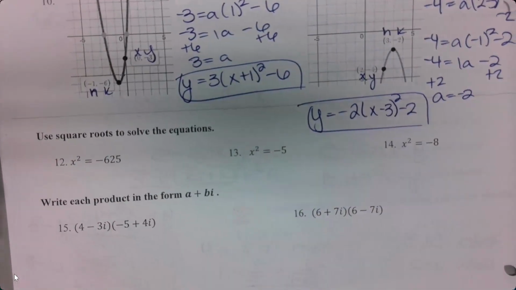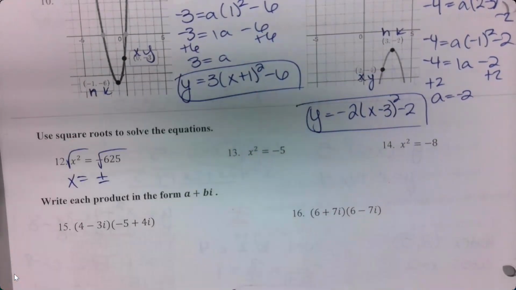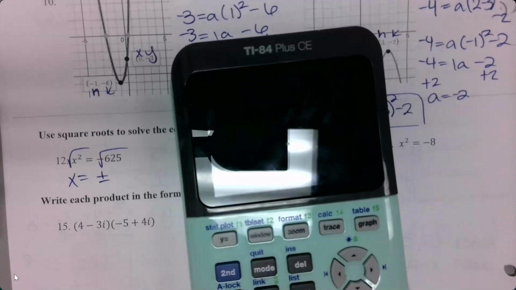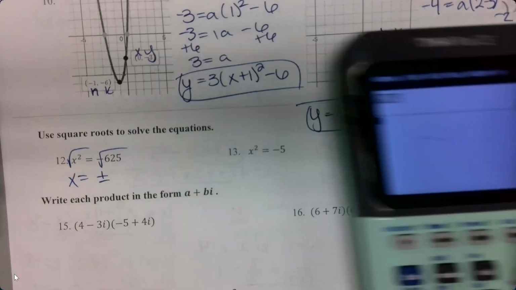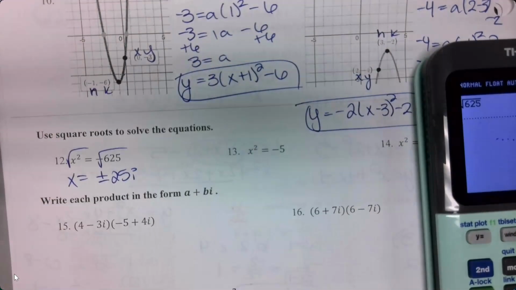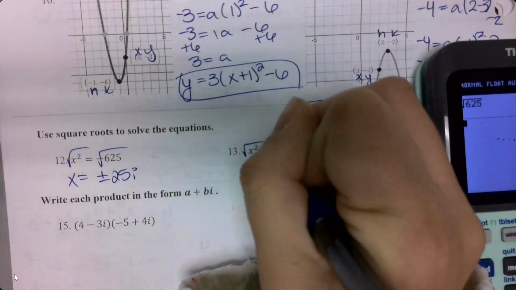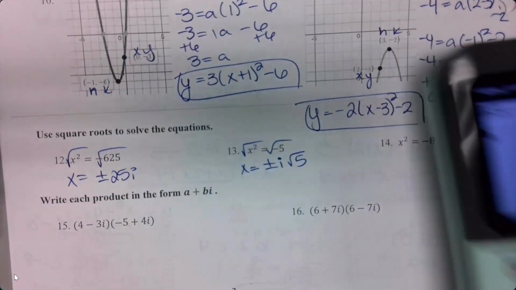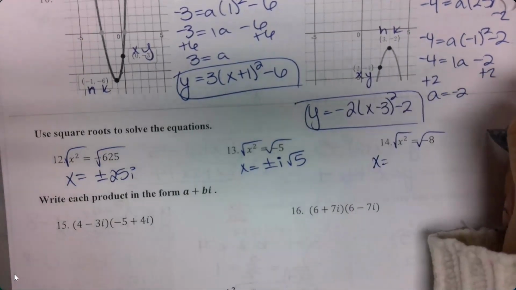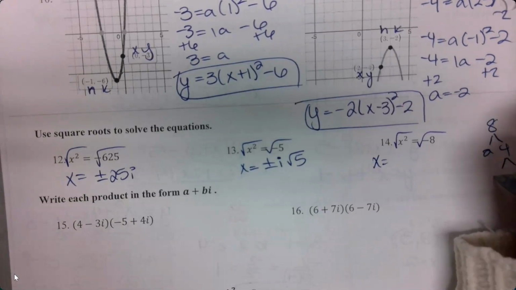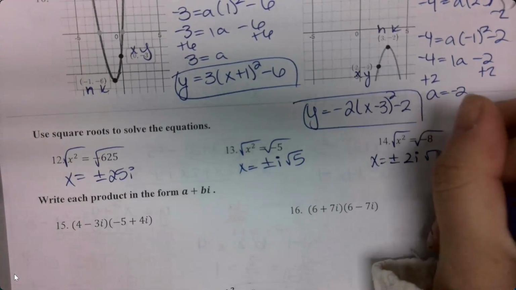Number 12 wants me to use square roots to solve the equation. So I'm going to do this. It has a negative in this one, and because I'm taking the square root, I'm going to get two answers, plus and minus. So on my calculator, I'm going to do square root of 625, which is 25, and then it gets an i because it was negative. Over here, same thing, I'm going to get x equals plus or minus i square root of 5, because I can't actually solve that one. Over here, I get x equals, on 8, I can factor tree it into 2 and 4, and 2 and 2, so I can take out that pair. That is going to be 2i square root of 2.